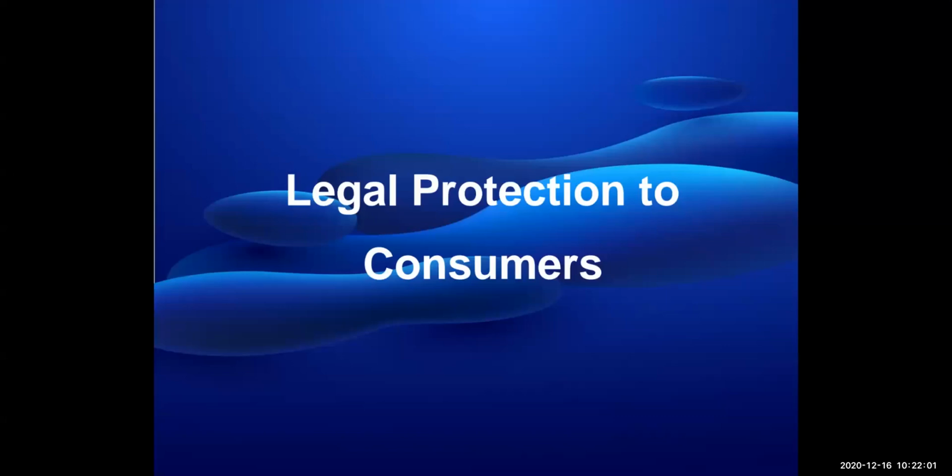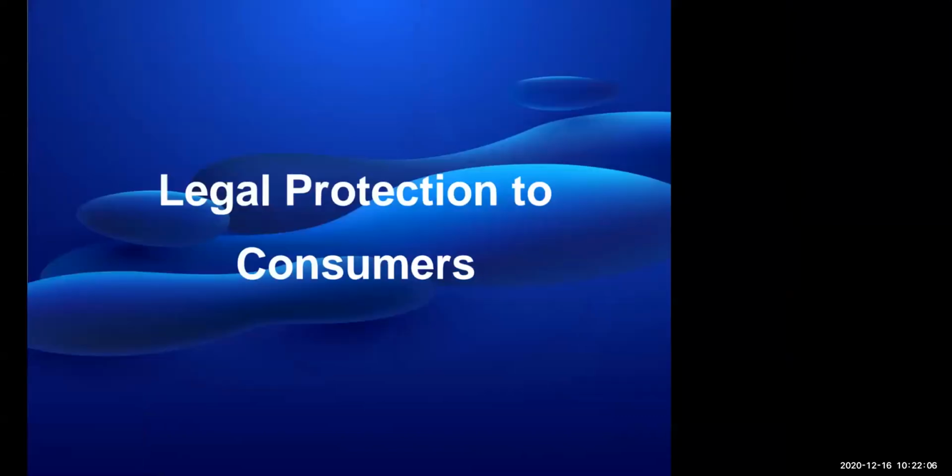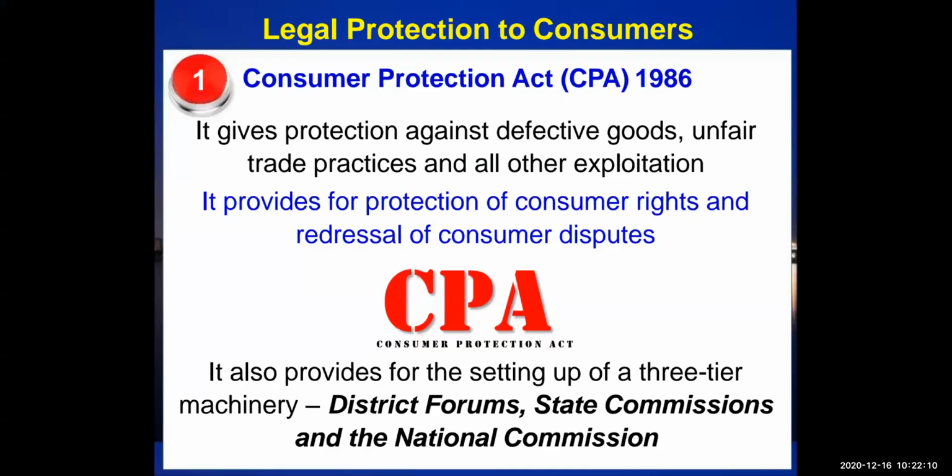Okay. Now let's understand what legal protection is given to the consumer. We have the Consumer Protection Act, that is CPA 1986. It gives protection against defective goods, unfair trade practices, and all other exploitation. It provides for protection of consumer rights and redressal of consumer disputes. It also provides for setting up three-tier machinery, that is, we have the district forum, state commission, and national commission.